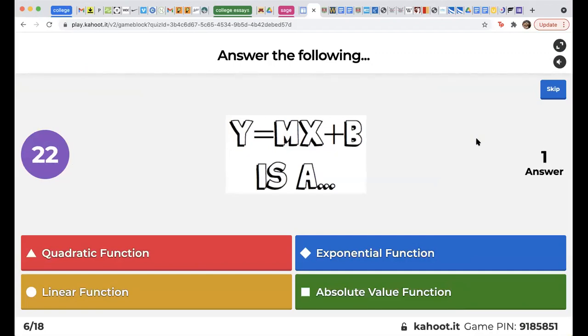Okay, it says y equals mx plus b is: red is quadratic function, blue is exponential function, orange is linear function, and green is absolute value function. Why can't you guys see it? I think it's glitching because of all the LOLs.